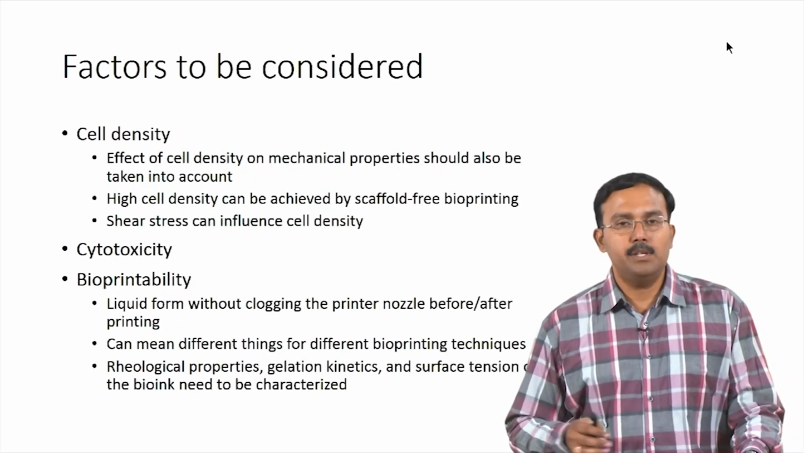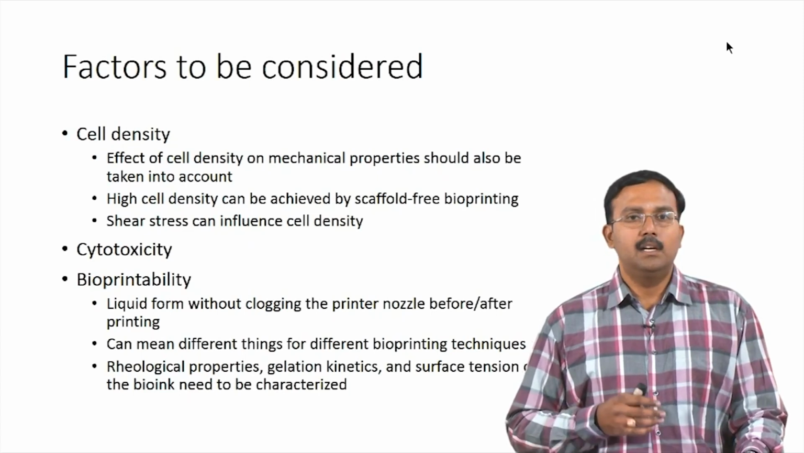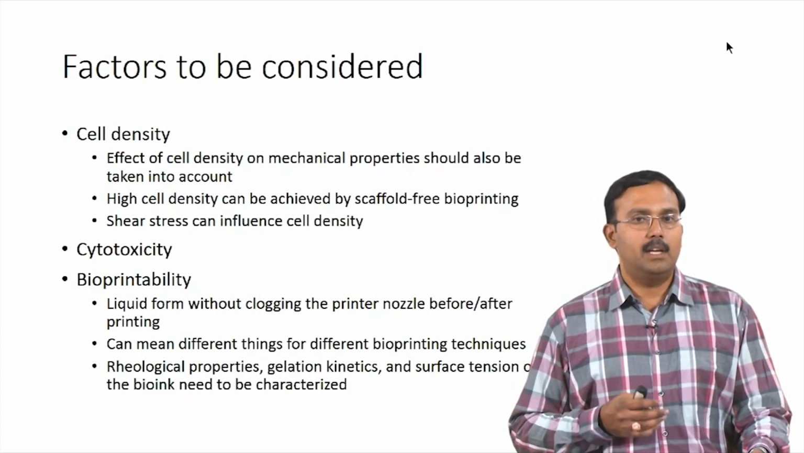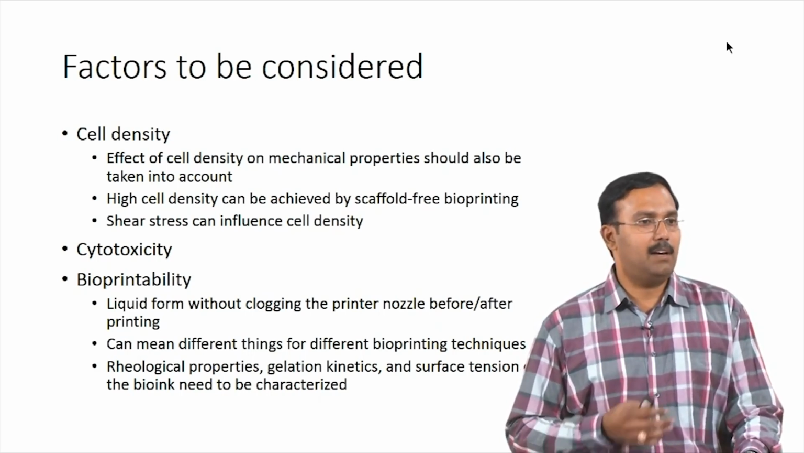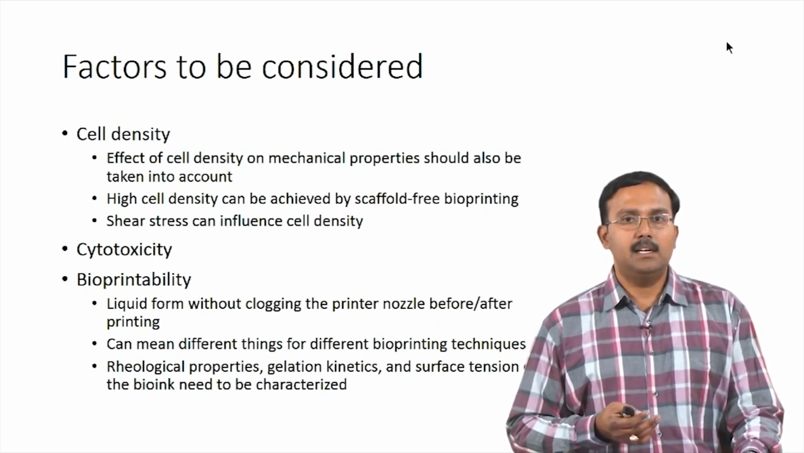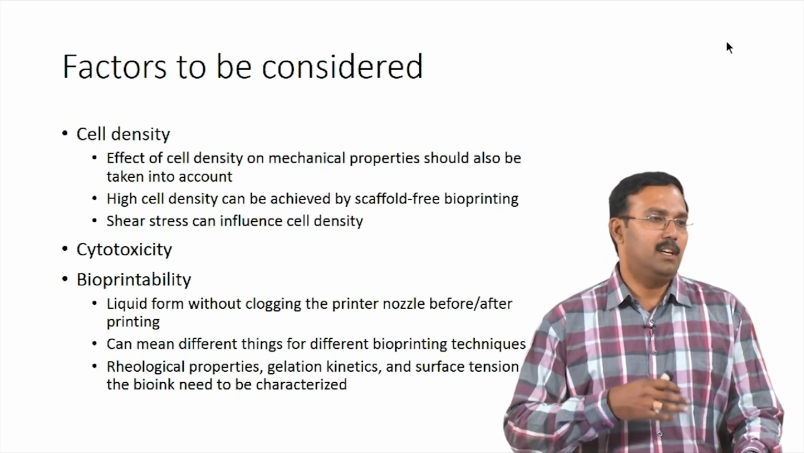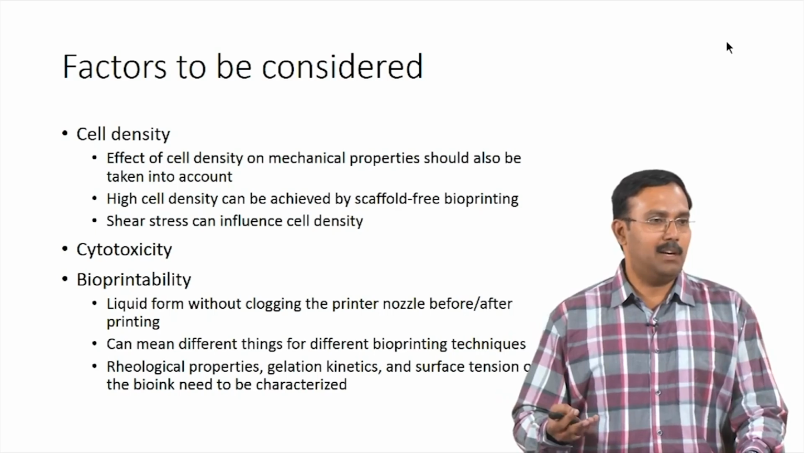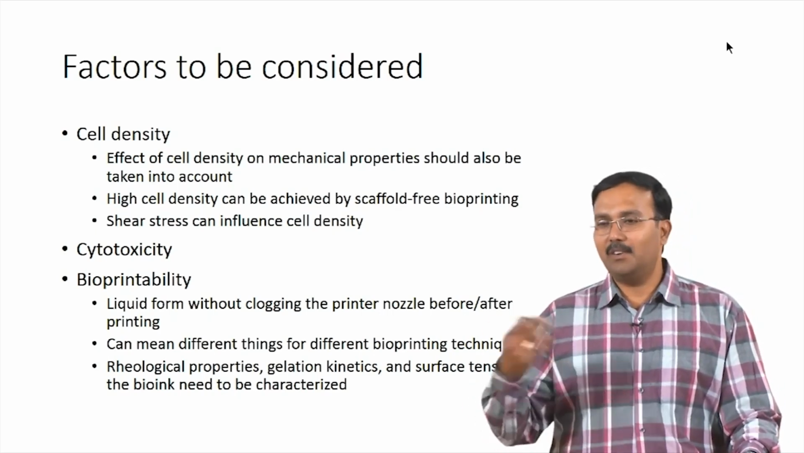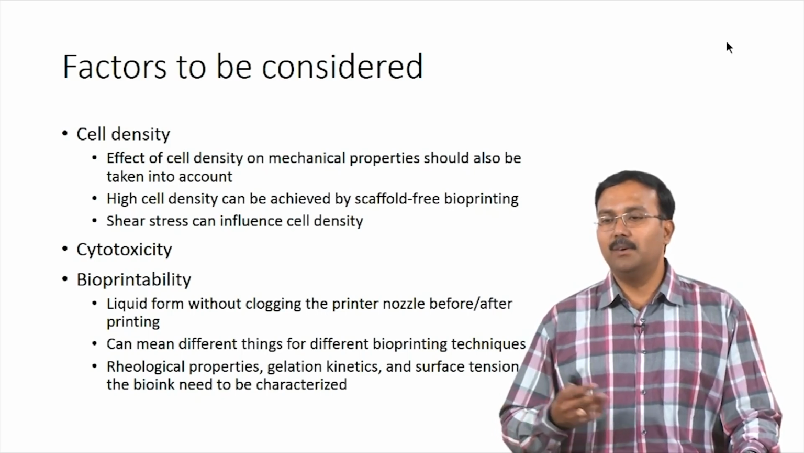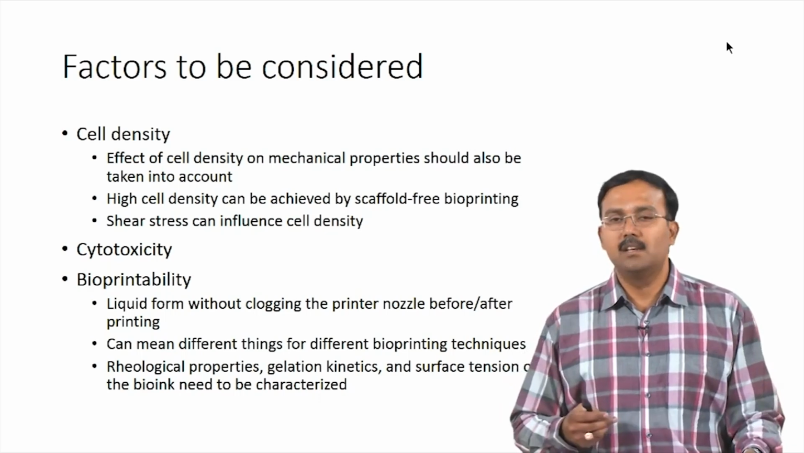The factors which you need to consider while you are preparing a bio ink include the cell density. The effect of cell density on mechanical properties should be taken into consideration. If you have very high cell density, then your mechanical strength is probably going to be low, because the more the polymer, the better mechanical strength you will have, right. So, if you are going to have a lot of cells, you cannot have a lot of polymer too. So, your mechanical property will come down when you have a lot of cells.